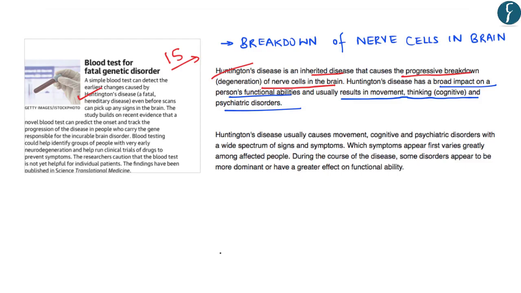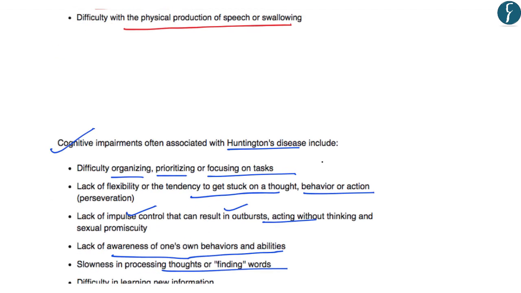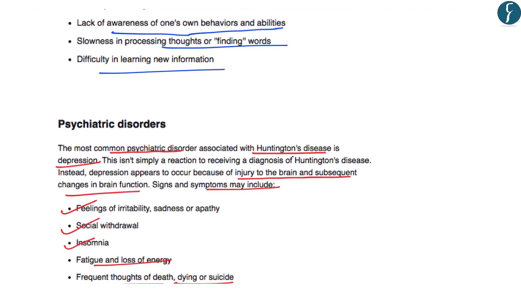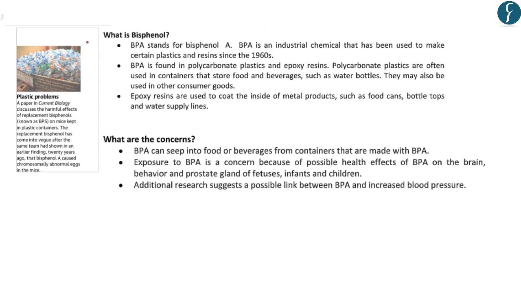So this Huntington's disease becomes extremely important for us to remember from an exam point of view, that it is a breakdown of nerve cells and it impacts physical movement, cognitive impairment, as well as psychiatric disorders. Now, the next news appears on page number 14 in section 1.